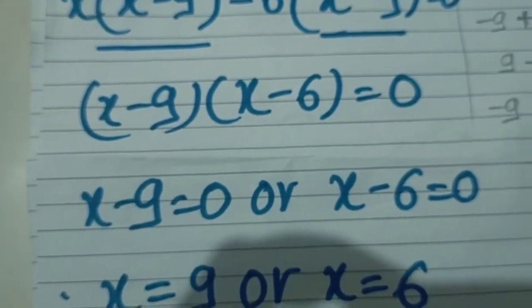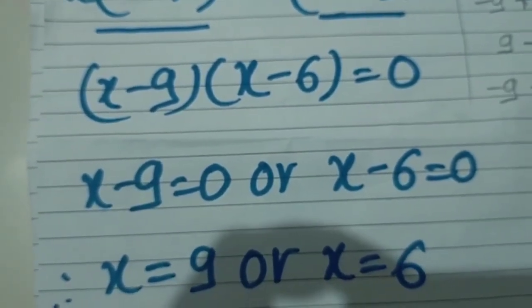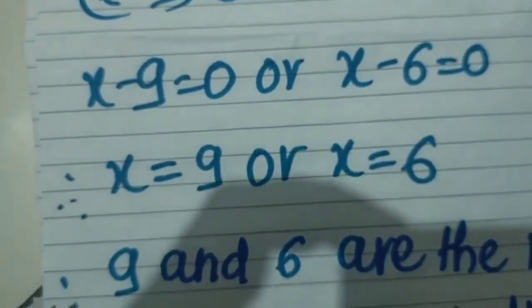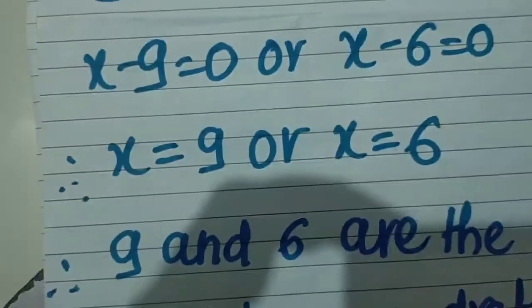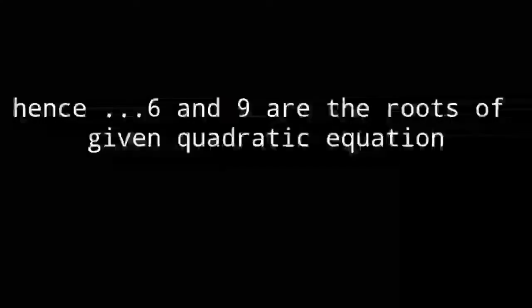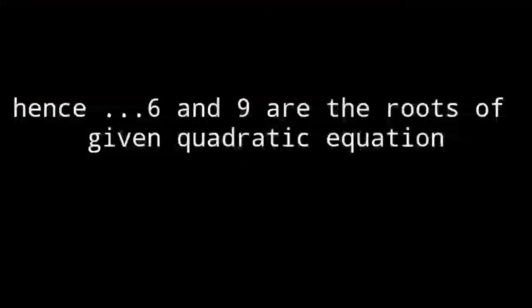That is, x minus 9 is equal to 0 or x minus 6 is equal to 0. Here we get x is equal to 9 and x is equal to 6, and hence 6 and 9 are the roots of the given quadratic equation.